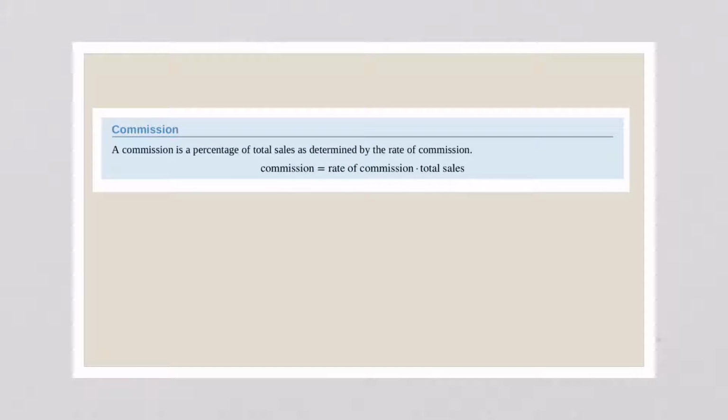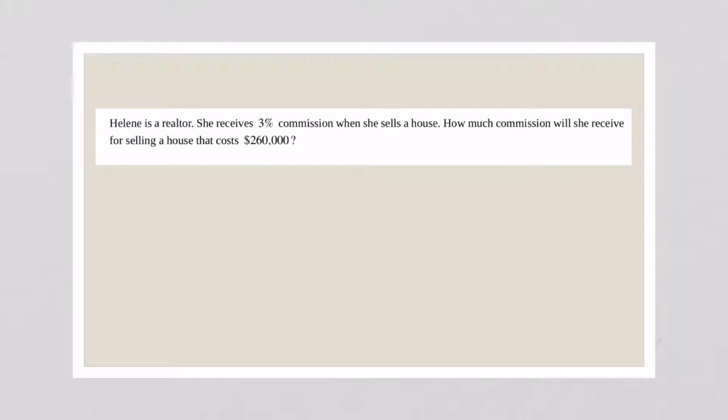Okay, commission is the percentage of your total sales as determined by the rate of commission. So commission is equal to your rate of commission times your total sales. So let's take a look at a problem like that. Helene is a realtor. She receives 3% commission when she sells a house. How much commission will she receive for selling a house that cost $260,000? 3% doesn't sound like a lot unless you're multiplying it times 260,000.